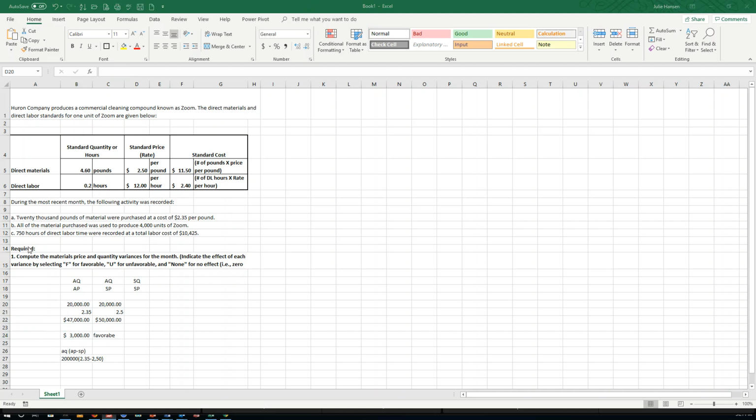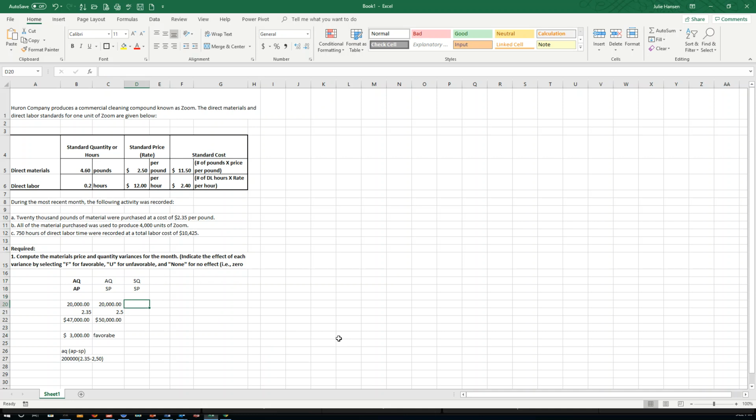All right, and this is where things get a little bit tricky. So now, okay, it said compute the material price and the quantity variance. So that is my price variance right there. Okay, so now that was this part of the formula. So now I'm going to work on this part of the formula. I'd say the trickiest part of this is figuring out what the SQ is. How do I figure out what SQ is?